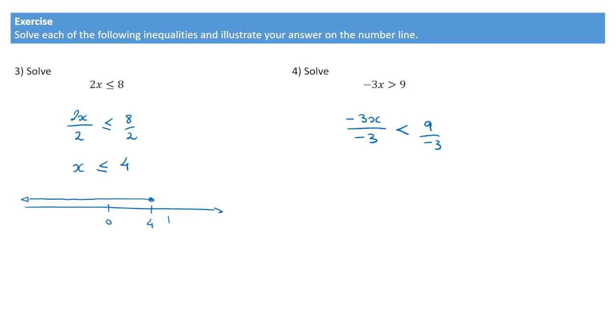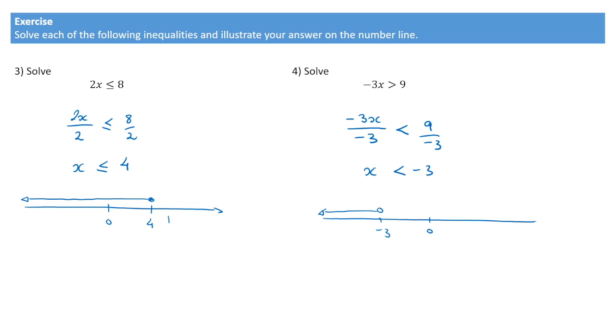And now on the left-hand side, negative 3x divided by negative 3 leaves us with x less than 9 divided by negative 3, which is negative 3. And so once more, we represent this on the number line. Say 0 is here, negative 3 is here. We place a dot above the negative 3, and x must be less than negative 3, so it's all the values to the left-hand side of negative 3. We leave the dot above the negative 3 empty because negative 3 is not included in the solution.